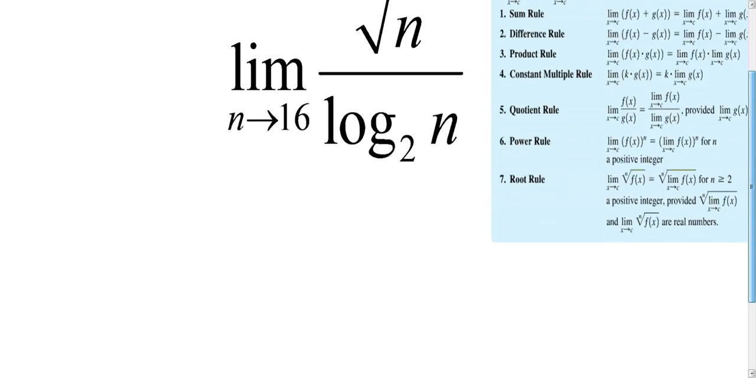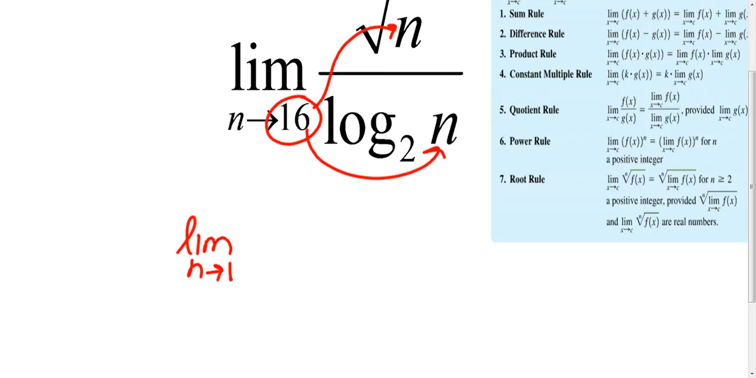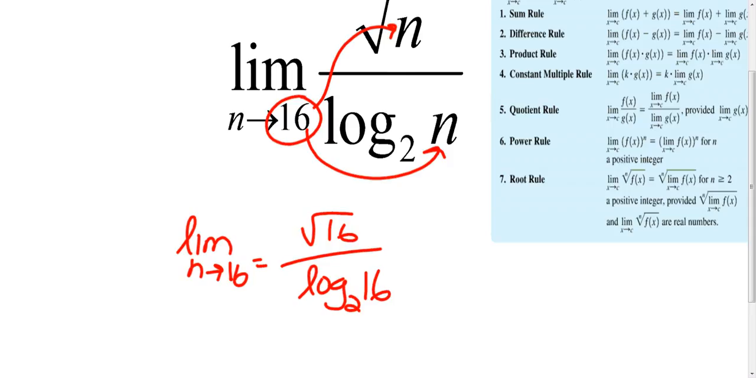All right, again, I can take a number here and I can just plug it in. It's not going to be illegal for me to do that. I'm not going to have zeros in the denominator or anything that I can't do. So the limit as that approaches 16 would be the square root of 16 over log base 2 of 16. Well, clearly the square root of 16 is 4.